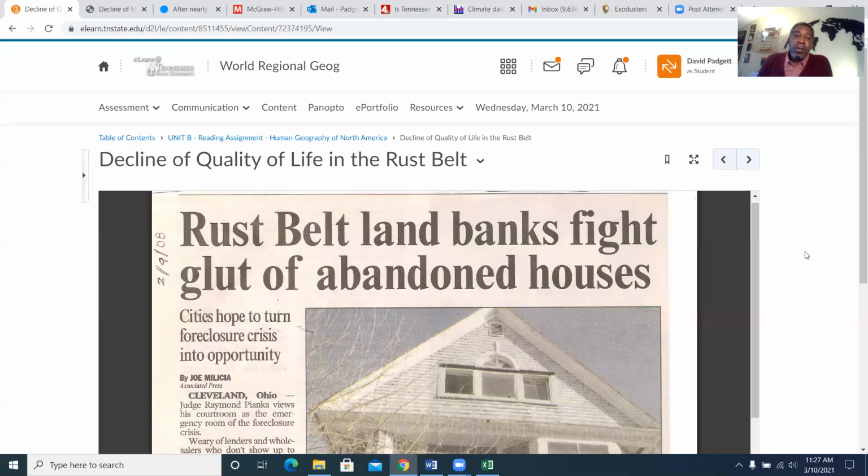And so we looked at this article here, and this article basically encapsulates the decline of quality of life in the Rust Belt, which used to be the manufacturing belt. High crime, high murder rates, less opportunity for home ownership, less opportunity for affordable housing.